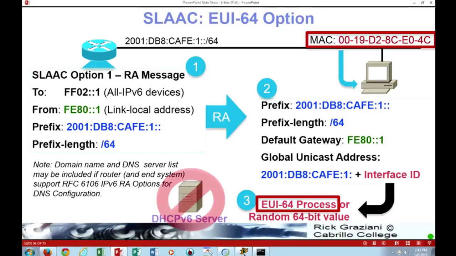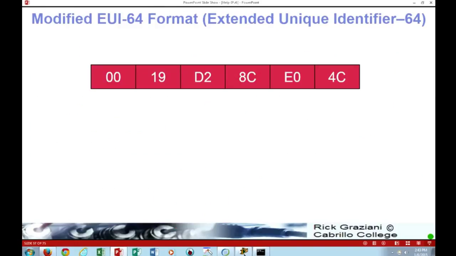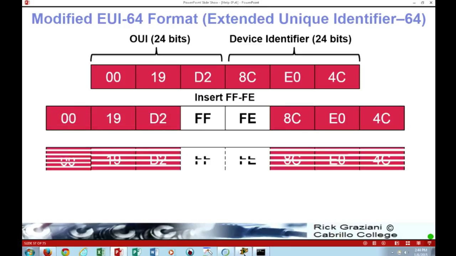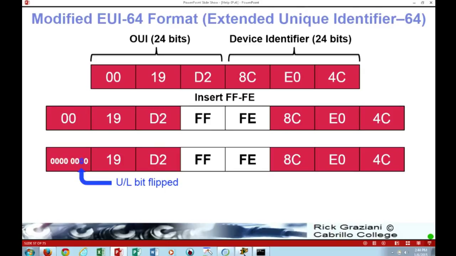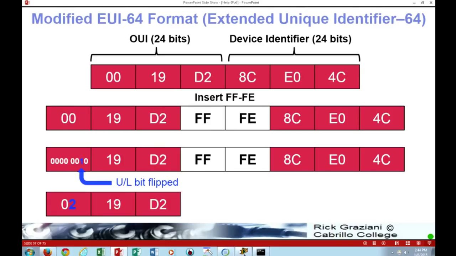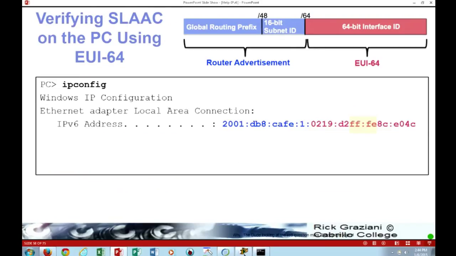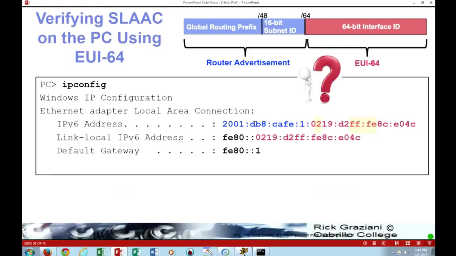Okay, so let's take a look at the EUI64 real quick. Again, it uses the MAC address, just like it did for the link local address. Same thing: take the MAC address, split it in half, insert FFFE, flip that seventh bit. There's our 64 bits. Do ipconfig. I see the FFFE in the middle, right here. So there's my interface ID.